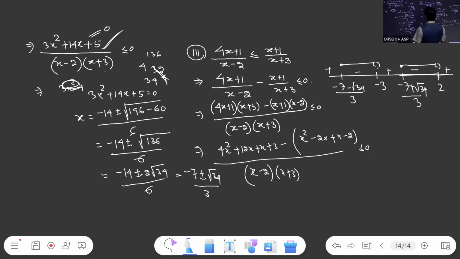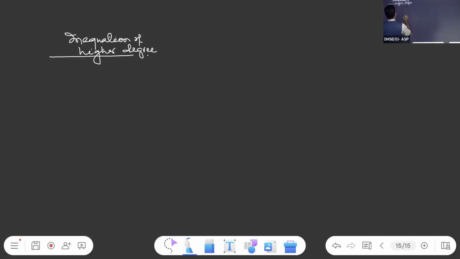Okay, so guys, start the session. To come to solve inequation of a higher degree. Inequation of higher degree, right?